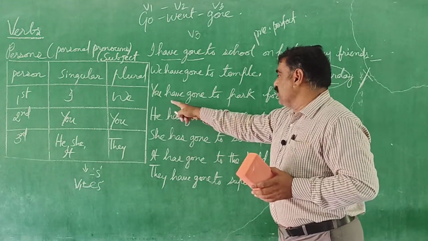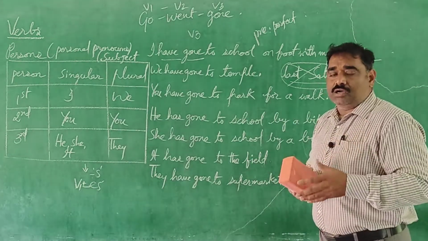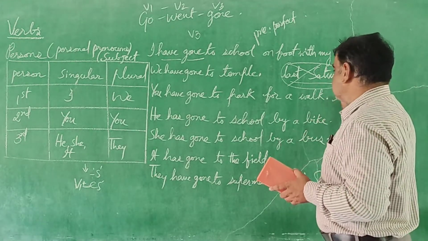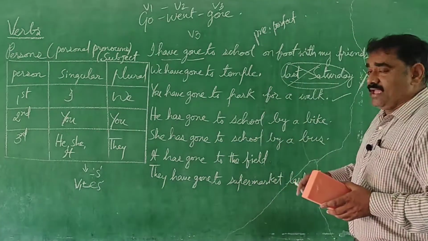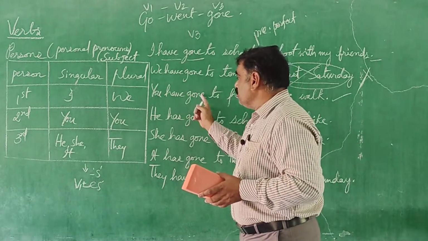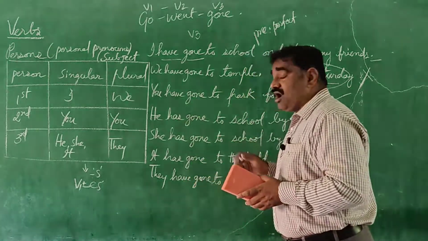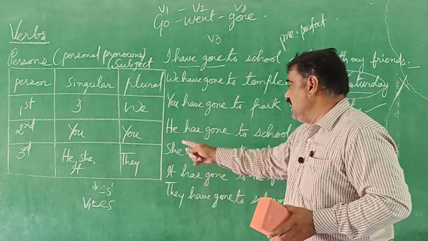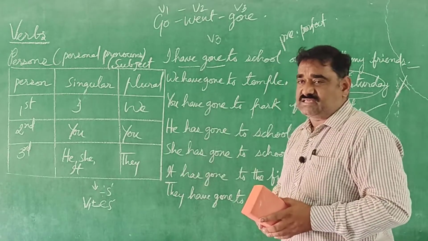Now let us see. You have gone to park for a walk. This is a correct usage. He has gone to school by a bike. Now you see, I have gone, we have gone, you have gone, whereas he have gone to school is wrong usage. He has gone to school. He, she, it are third person singulars.